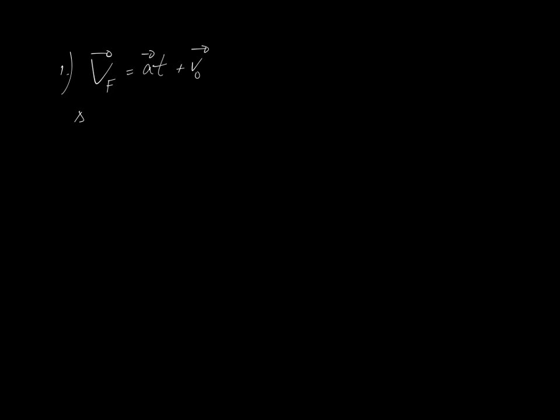Then you have this one here, delta x is 1/2 AT squared plus V naught t. Now in your reference sheet, this equation isn't in that form. This equation is in the form of x final equals x naught plus V naught t plus 1/2 AT squared. So I believe this is equation 2 on your reference sheet, right?